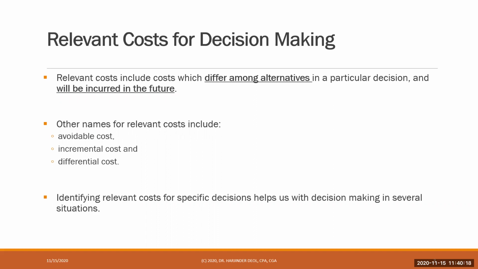Identifying relevant costs for specific decisions can help us with decision making in several situations. It's important to keep in mind that these costs will be incurred in the future. So any cost that has already been incurred, we call that a sunk cost. A sunk cost is never relevant to a decision.